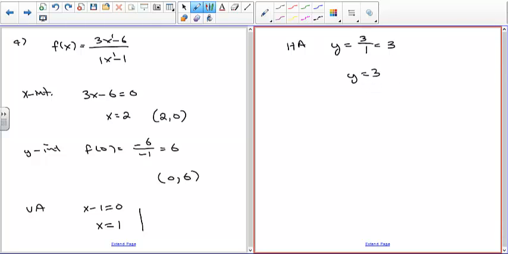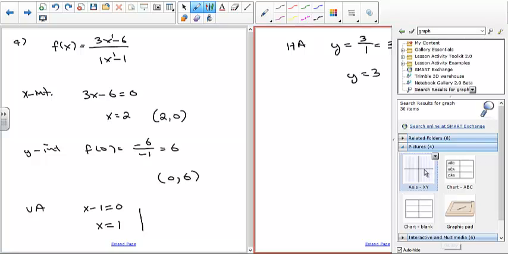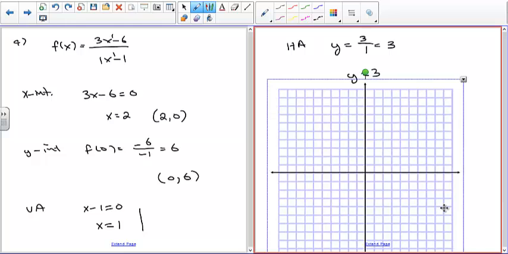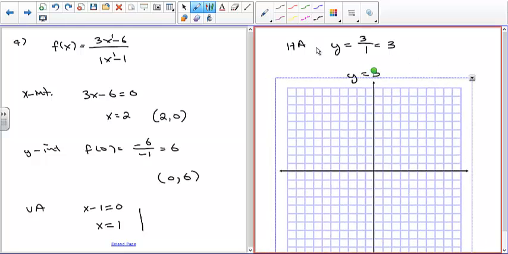Okay, so let's get a piece of graph paper. So let's plot what we have. We'll plot our x-intercept is 2, 0 right there. Let's go ahead and put some scale on here. Okay, so that's the x-intercept. The y-intercept is 0, 6. That goes right there.